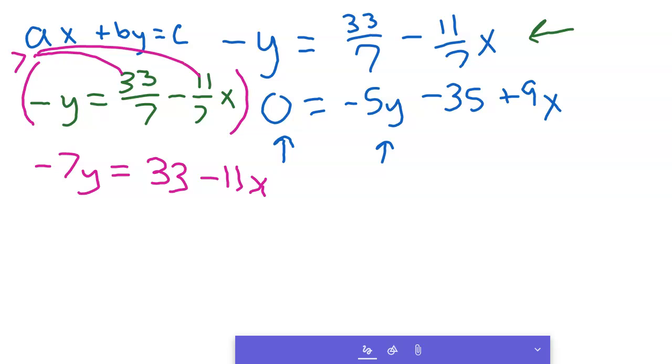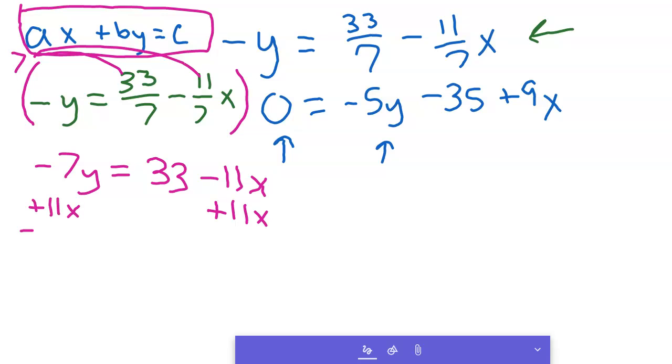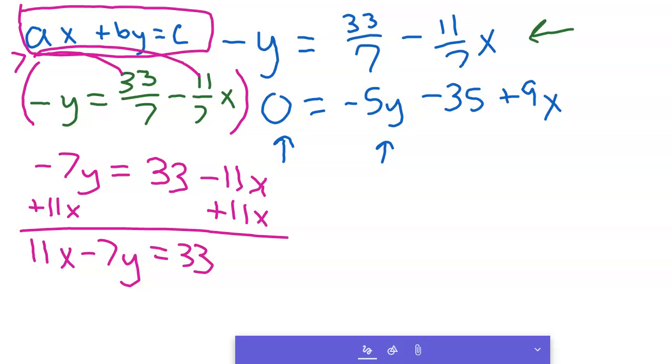Okay, so we've got negative 7y equals 33 minus 11x, and we want to line it up as ax plus by equals c. So I want to move this 11x to the left across the equation. I'd add 11x to both sides, and now we've got 11x minus 7y equals 33.